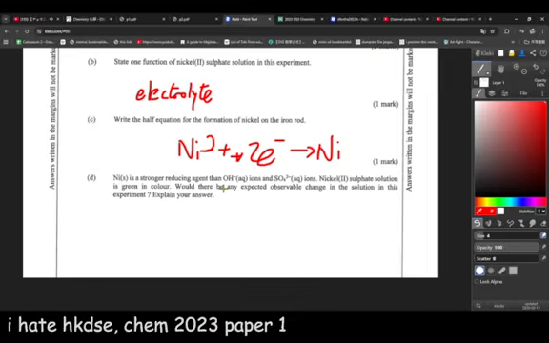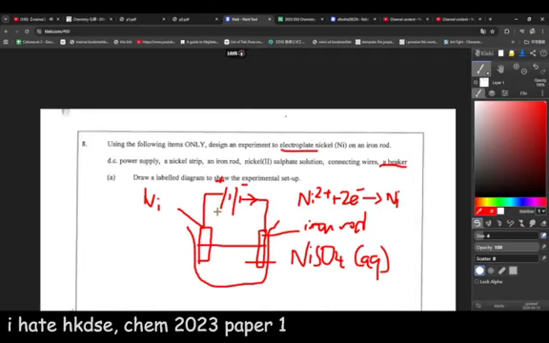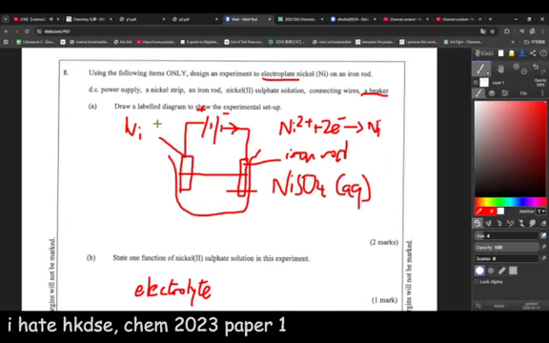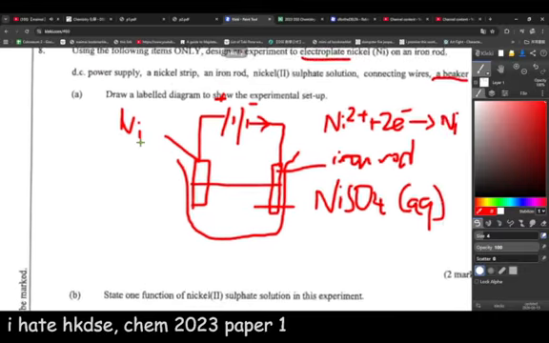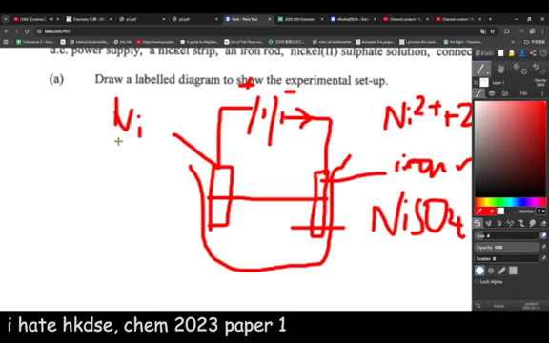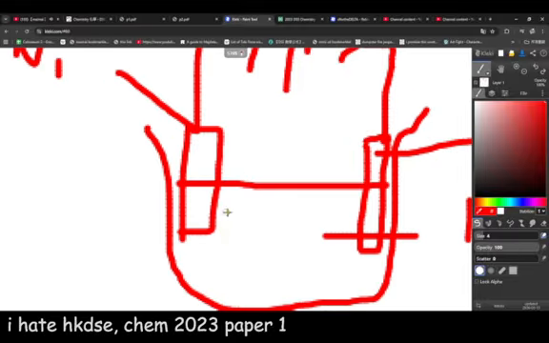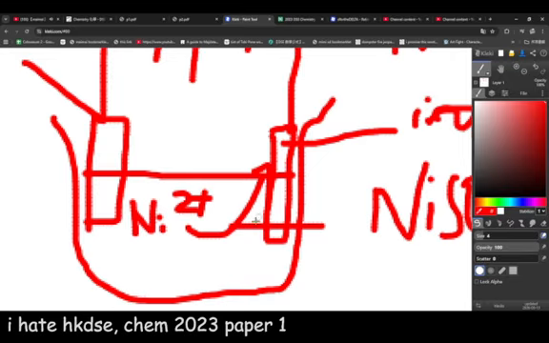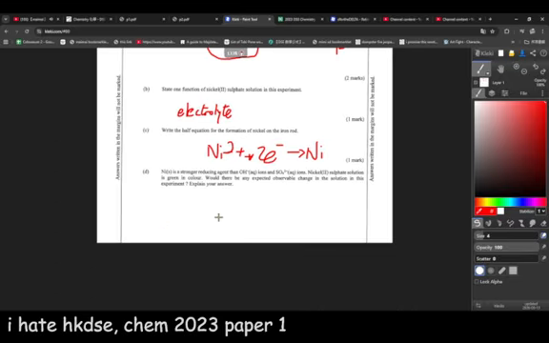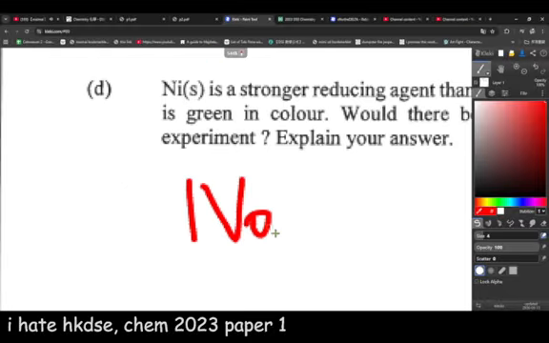Ni is a stronger reducing agent than OH minus and SO4 2 minus. Nickel sulfate is green in color. Would there be any expected observable change in the solution in this experiment? I mean, this is pretty easy to answer, right? Actually, the explanation part I didn't quite get. I'll try to explain it, but Ni is a metal, so it turns into an ion, so it keeps giving off Ni2+. But here, it gets absorbed back up to be plated. So there is no net change at all, so I'd say no.